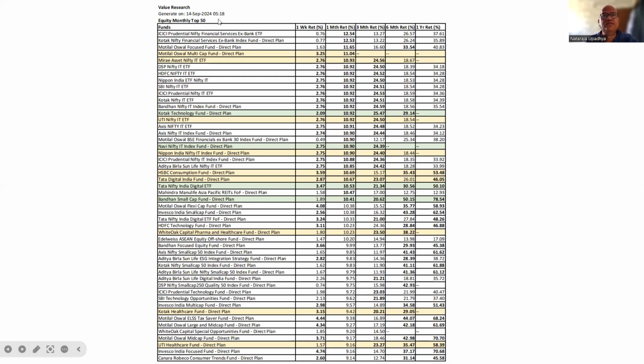Monthly top 50 as on September 14, or rather for the week ending September 13. You can see here there are 4 funds in green: Kotak Technology Fund, Navi Nifty IT Index Fund, Tata Nifty India Digital ETF, Bandhan Small Cap Fund. These 4 are in green, meaning they have above average return in all timelines from 1 month to 1 year, wherever the data is available.